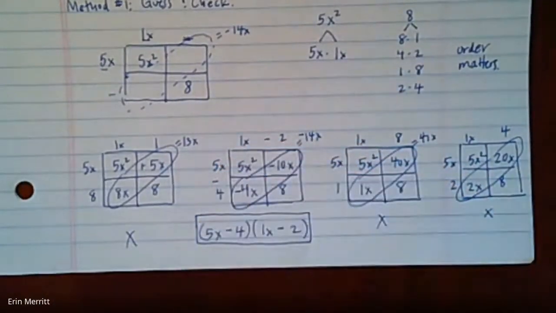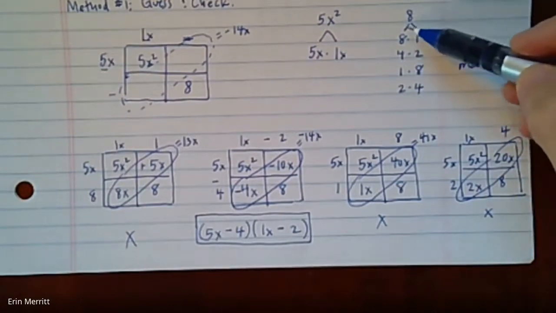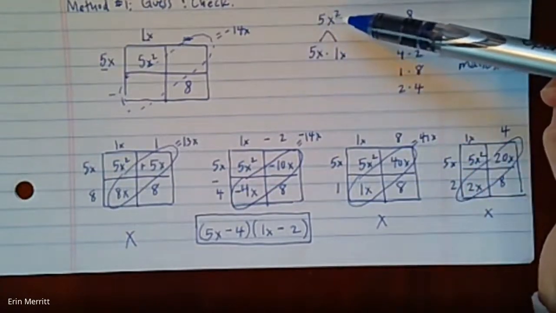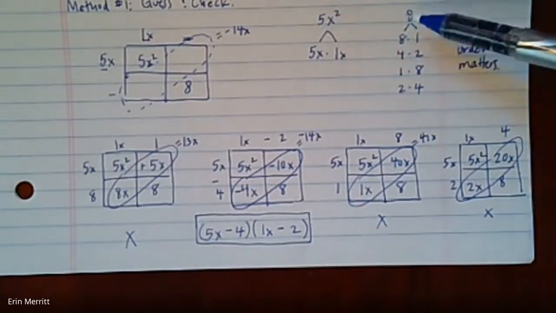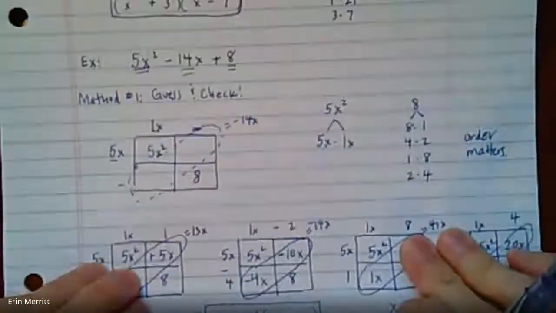All right. There is nothing wrong with doing it this way, but it can become a little obnoxious depending on how many factors that second value has, or maybe even how many factors that first value has. 5x was great because it was prime. If this first term had been like a 15x squared, and then this was an 8, now you have even more options you have to look at. So that's why we have method number 2 to talk about. So I'm going to flip on over to another piece of paper here. And let's take a look at what method 2 is.